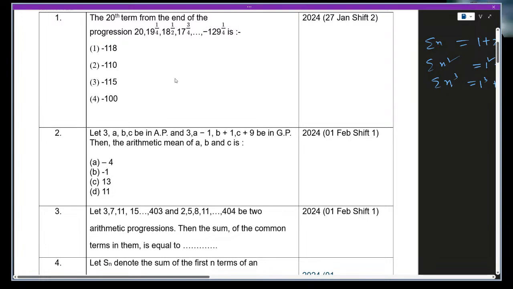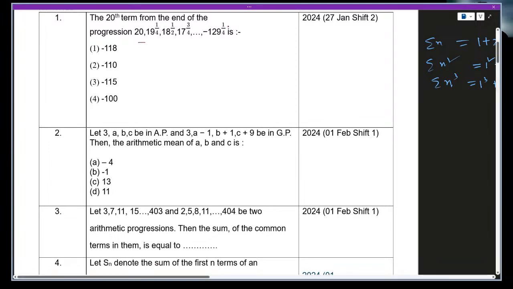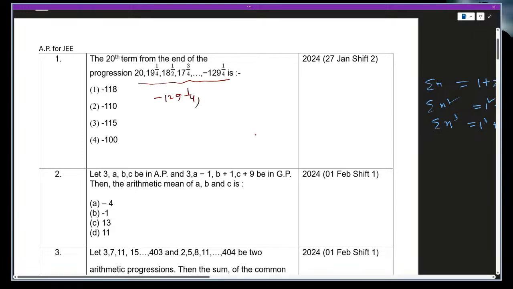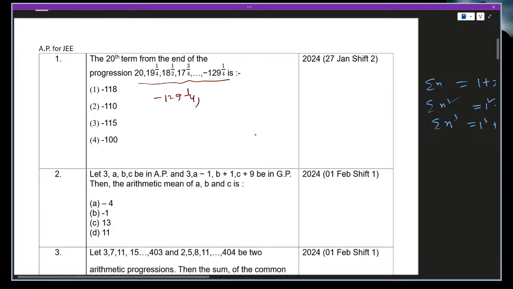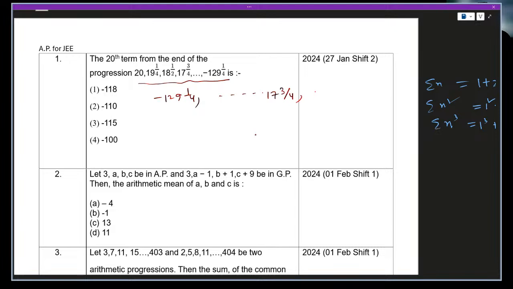Why? Because if they have asked the 20th term from the end, then we just change the order of the series. It was this way. We are writing like this: minus 129 1/4. Okay, this is the first term. Then 17 3 by 4, 18 1 by 2, 19 1 by 4, and 20.